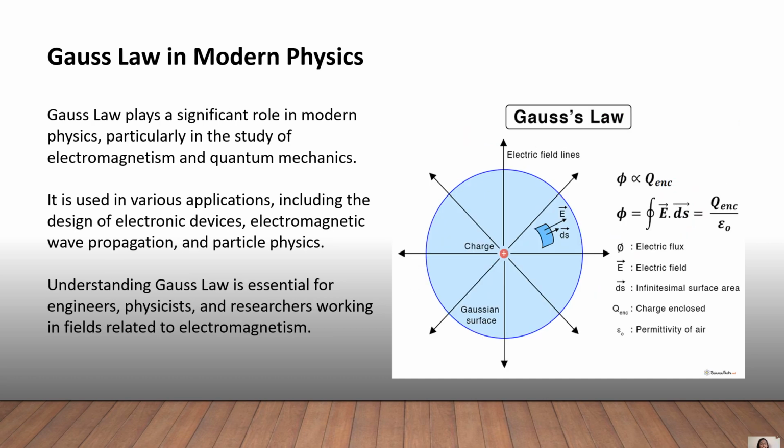And the next is Gauss law in modern physics. Gauss law plays a significant role in modern physics, particularly in the study of electromagnetism and quantum mechanics. It is used in various applications, including the design of electronic devices, electromagnetic wave propagation, and particle physics. Understanding Gauss law is essential for engineers, physicists, and researchers working in fields related to electromagnetism.